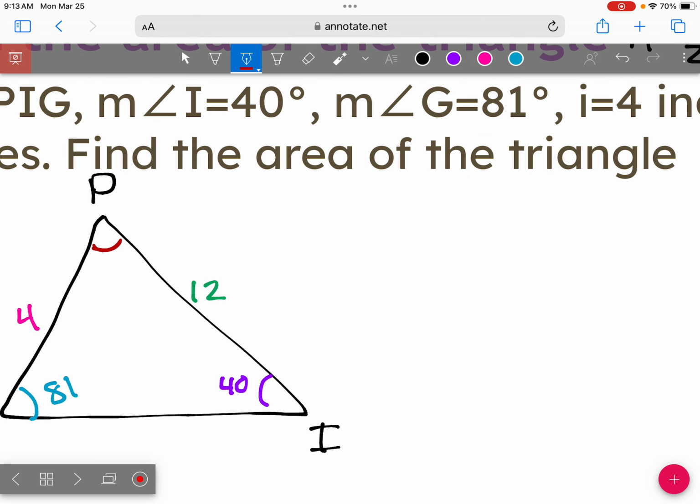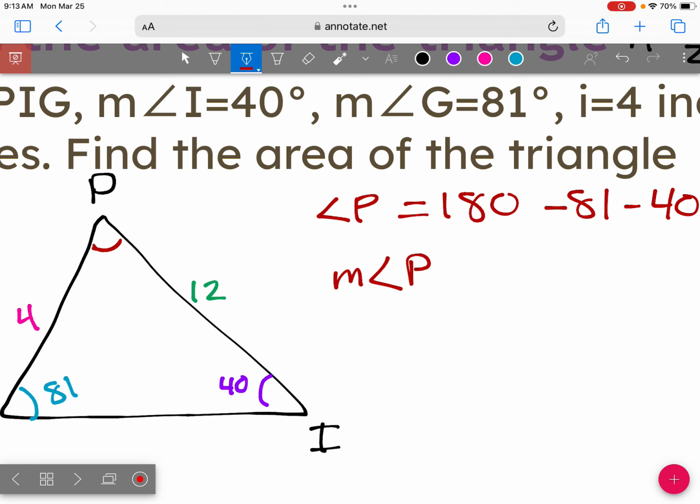We know that all the angles in a triangle sum up to be 180. So angle P is going to equal 180 minus 81 minus 40. So what is the measurement of angle P? 59.